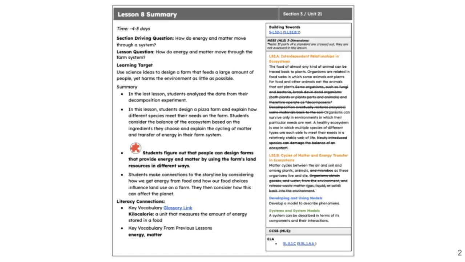There are several opportunities for ELA cross-curricular connections throughout the lesson. You can look for specific standard connections in the Unit 21 Teacher Guide. This lesson will take approximately 4 to 5 days to complete.